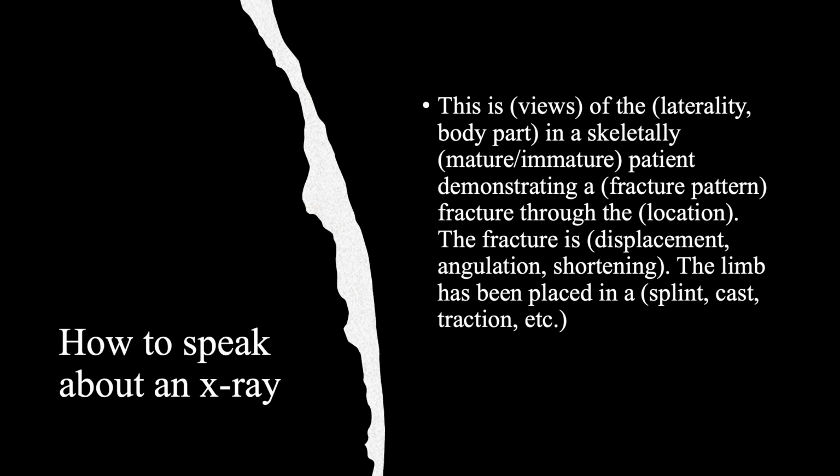So an example of this being used would be, let's say you're looking at a lower leg X-ray, and it would be, this is an AP and lateral view of the left lower leg in a skeletally mature patient, demonstrating a transverse fracture through the diaphysis. The fracture is medially displaced with significant angulation and shortening. There's a long leg splint placed on the limb.